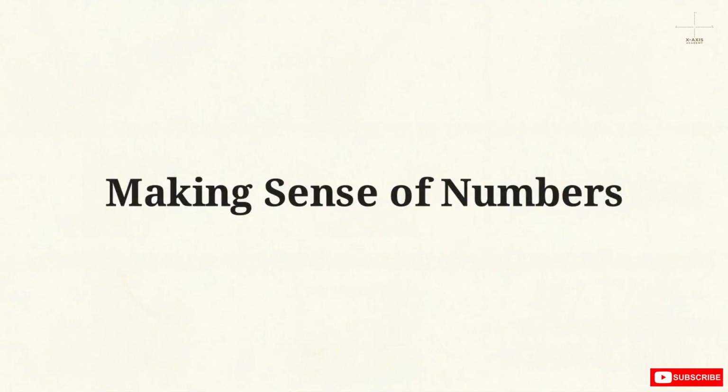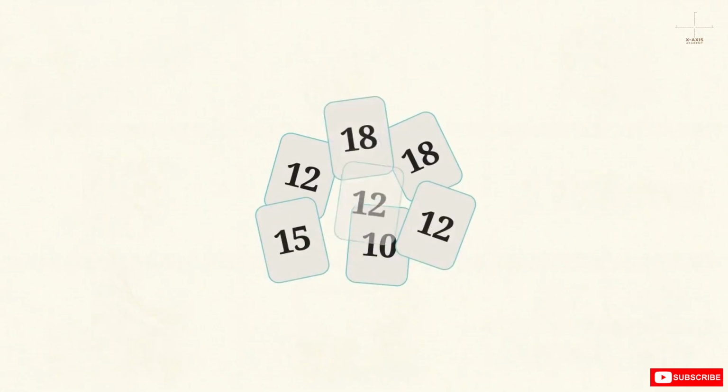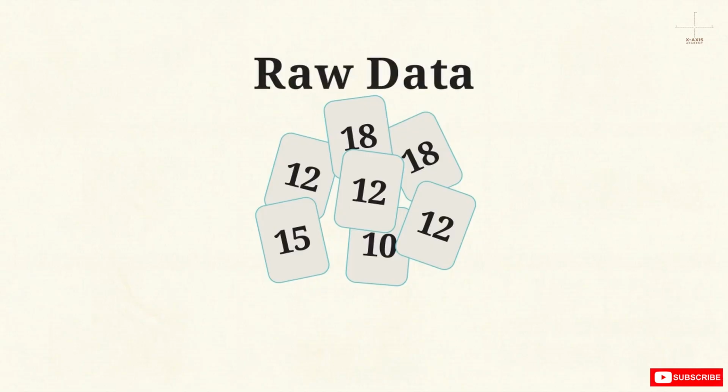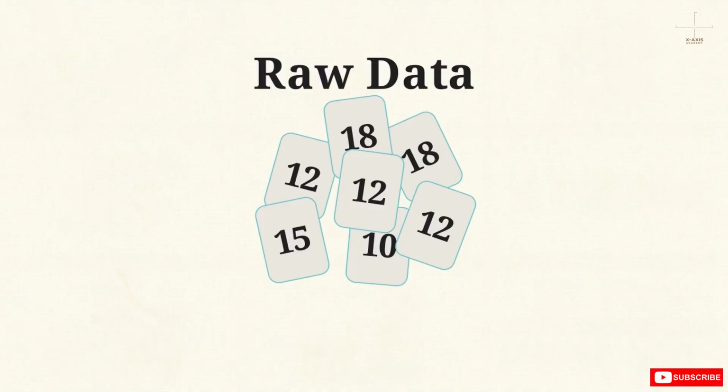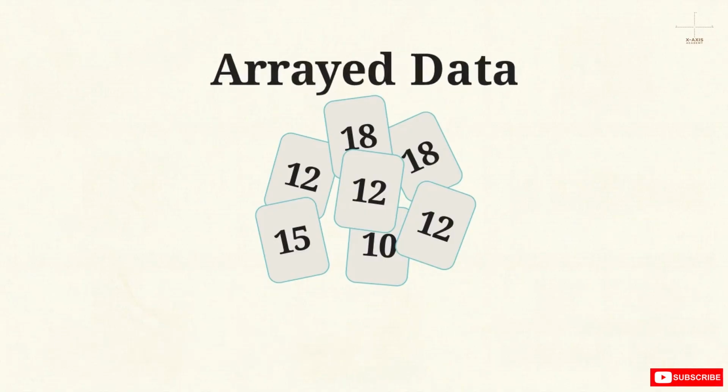To make sense of the world, we often have to start by making sense of numbers. When you have a massive pile of information, statistics is the mathematical tool we use to clean it up, organize it, and find the patterns hiding inside. Before any analysis happens, we have to deal with raw data. This is a collection of numbers exactly as you found them, messy and out of order.